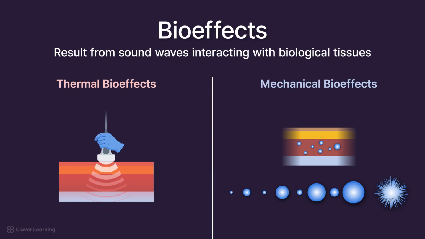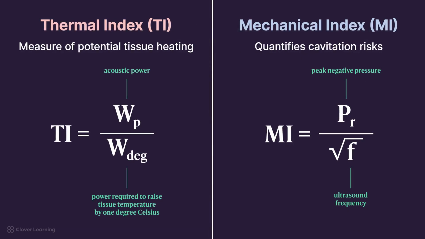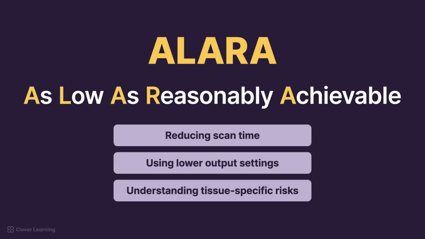In summary, bioeffects in ultrasound imaging arise from thermal and mechanical interactions between sound waves and biological tissues. The TI provides a measure of potential tissue heating, while the MI quantifies cavitation risks. By understanding and monitoring these indices, clinicians can optimize patient safety while ensuring effective diagnostic imaging. Continuous advancement in ultrasound technology and adherence to safety guidelines further contribute to the safe application of diagnostic ultrasound.